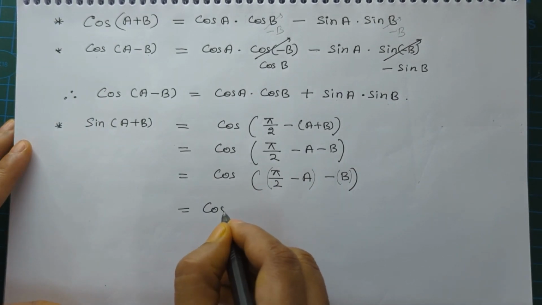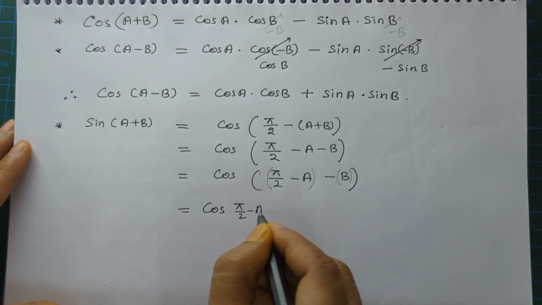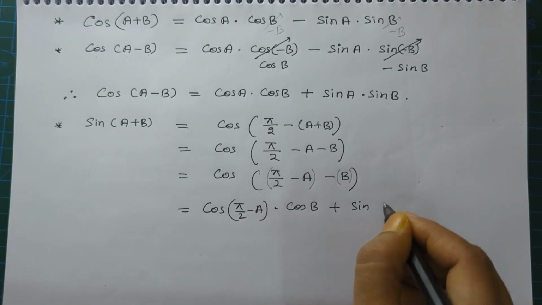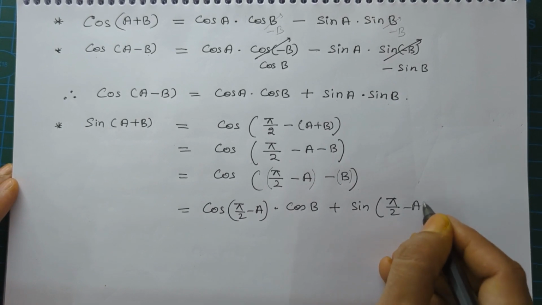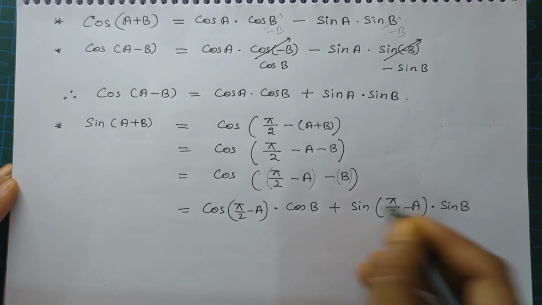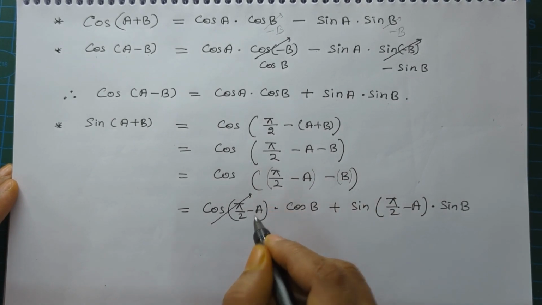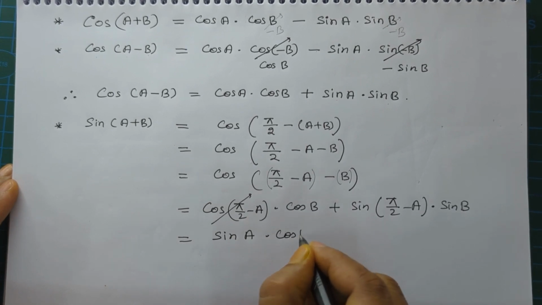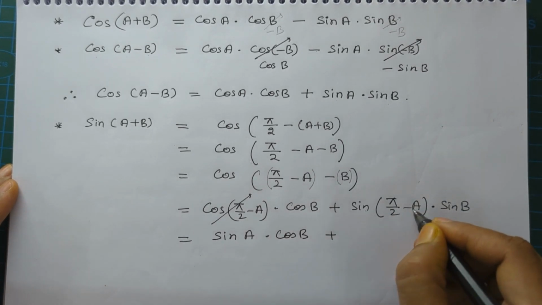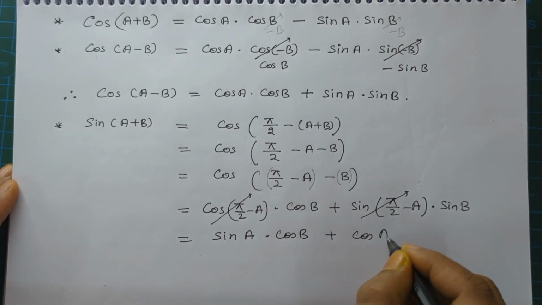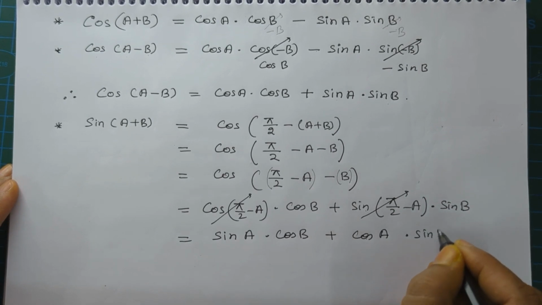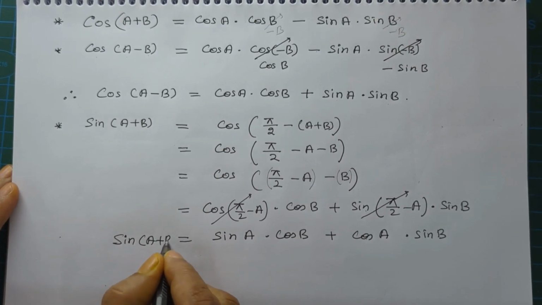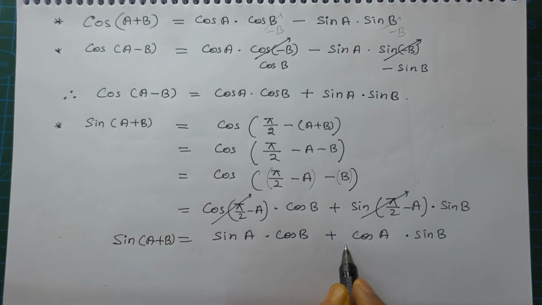So I am writing cos of pi by 2 minus A times cos B plus sin of pi by 2 minus A times sin B. Also we know that cos of 90 minus theta is sin theta, so this turns into sin A, and then we have cos B plus sin of 90 minus theta is cos theta, so cos A and sin B. So the next identity is sin A plus B. What is the formula for sin A plus B? Sin A plus B is sin A cos B plus cos A sin B.